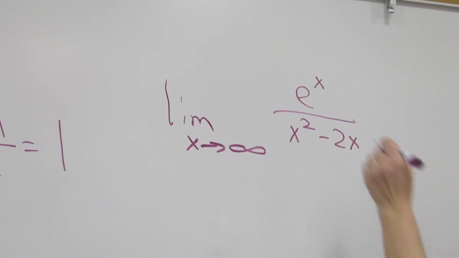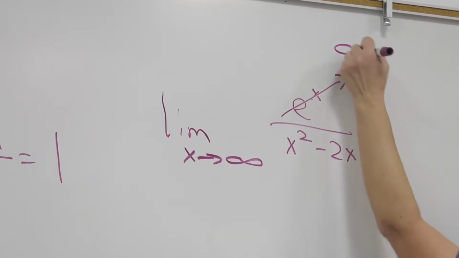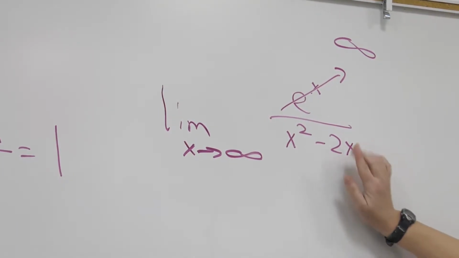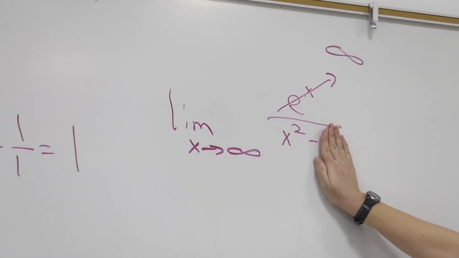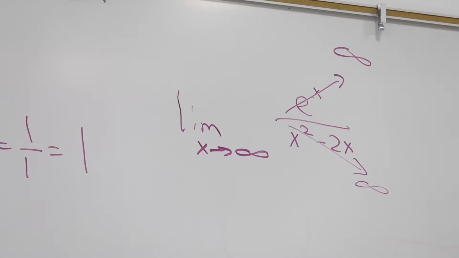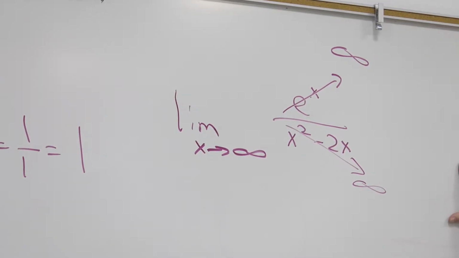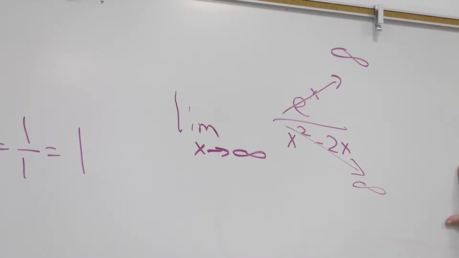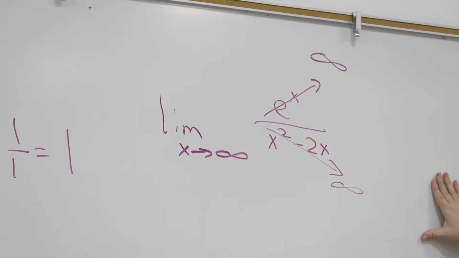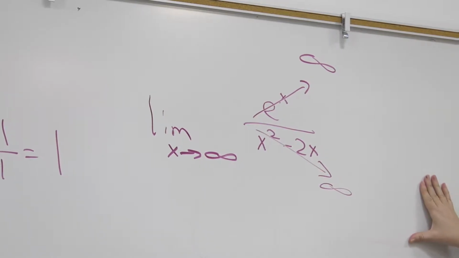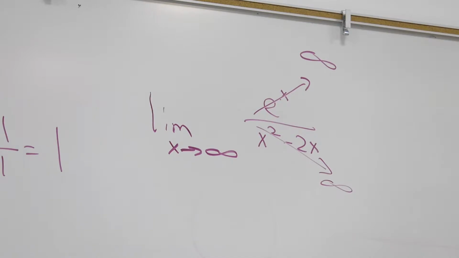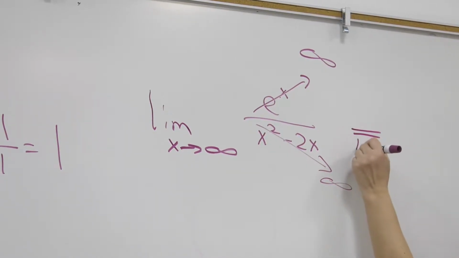So as x is going off to infinity, e to the x is going off to infinity. X squared minus 2x is a polynomial, so it's dominated by its lead term, and x squared is also going off to infinity. So here we have an indeterminate form of the type infinity over infinity. Again, I didn't write that we literally have infinity divided by infinity, because that would be nonsense. I just used arrows to indicate the behavior of each function. But now I can use L'Hopital's rule.